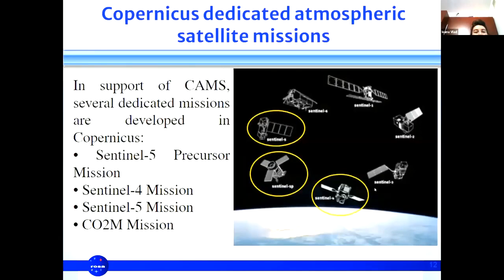The dedicated atmosphere satellite missions: I already mentioned the operational one, Sentinel-5P, and we must include here Sentinel-4 and 5, estimated to be launched in 2023. But there's the Copernicus carbon dioxide monitoring mission as well included here, one of Europe's new high-priority satellites, which will be the first to measure carbon dioxide in the atmosphere.